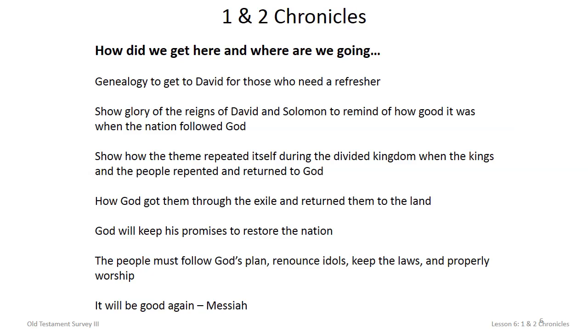The whole idea now is, okay, you've been returned. God has kept his promise. But now you have to see what you have to do to become a nation that God is going to bless again, and bring those blessings that we see especially in the glory times during David and Solomon's reign. And of course, they show how the theme repeated itself even during the divided kingdom, when the kings and the people repented and returned to God.